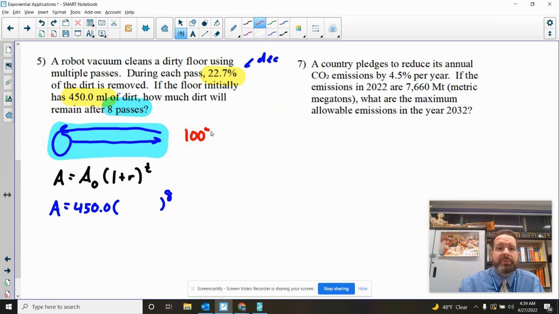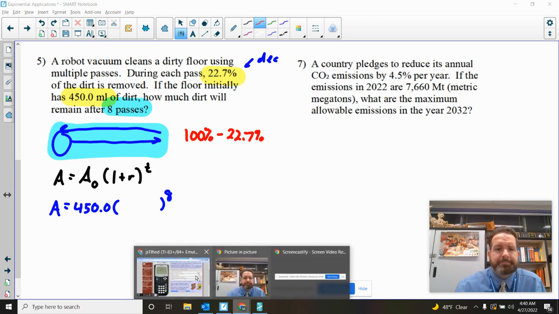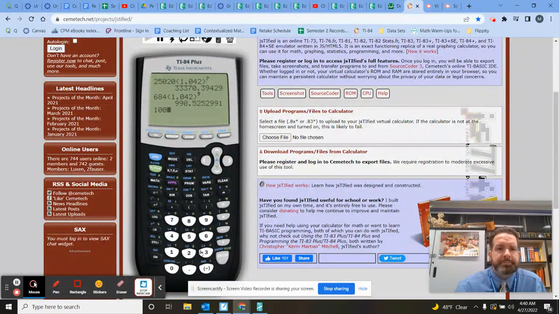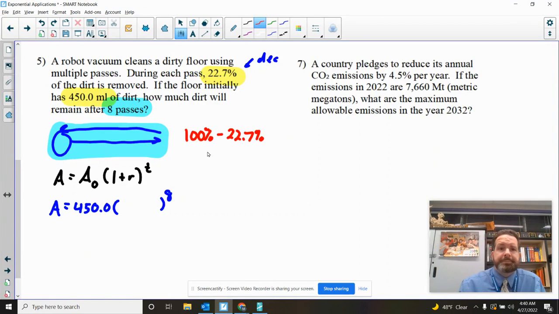For our multiplier, always start with 100%. A decrease is going to be minus 22.7%. Let's see what that ends up being. And so that leaves behind 77.3%, which as a decimal, always move it back 2 spots, 0.773.